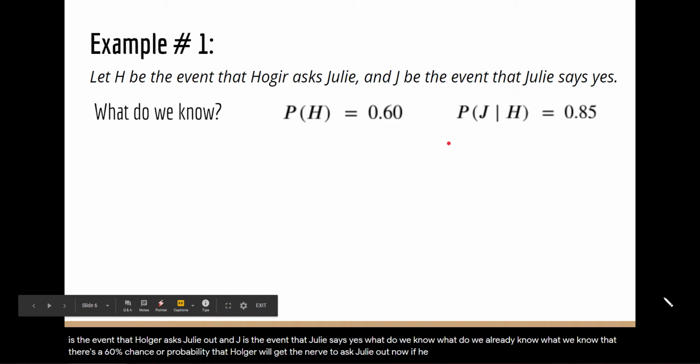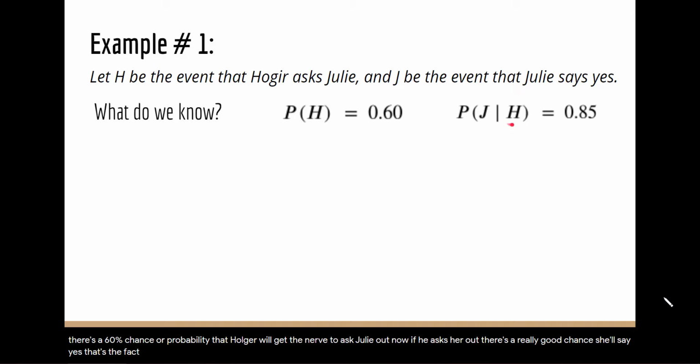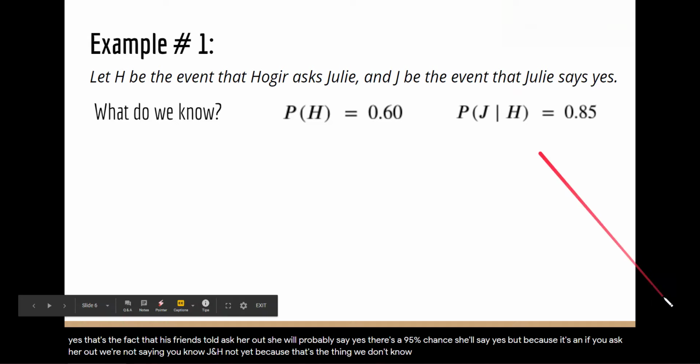Now, if he asks her out, there's a really good chance she'll say yes. That's the fact that his friends told him, listen, if you ask her out, she will probably say yes. There's an 85% chance she'll say yes. But because it's an "if you ask her out," we're not saying J and H, not yet, because that's the thing we don't know.